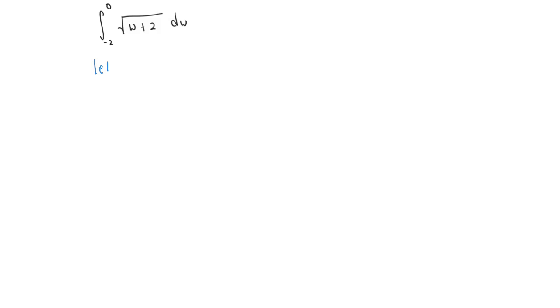In this example, we're going to integrate the square root of w plus 2, which is going to require substitution, but we have bounds. So let's start by letting u equal w plus 2, then du is just dw. And now we need to translate the bounds, because these bounds currently belong to w world. So we'll plug in negative 2 and 0 into u equals w plus 2, so that we get the u values that we need.